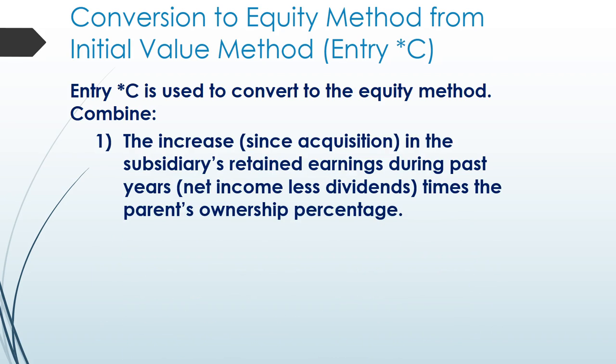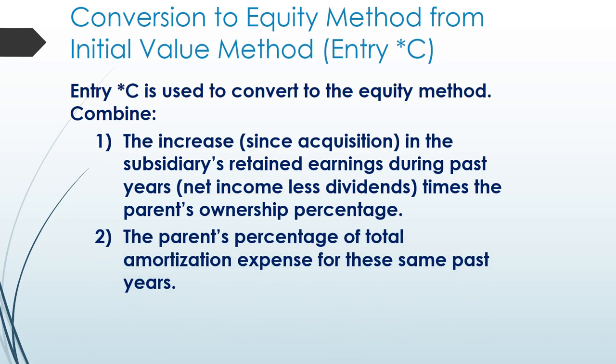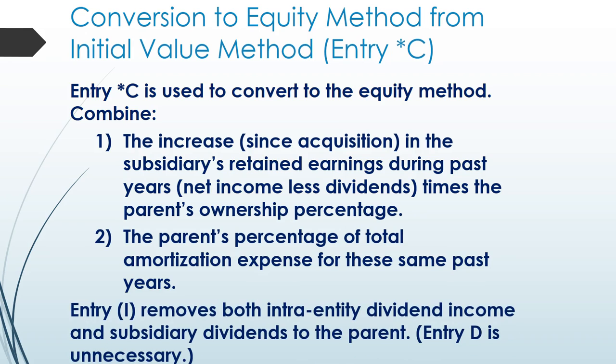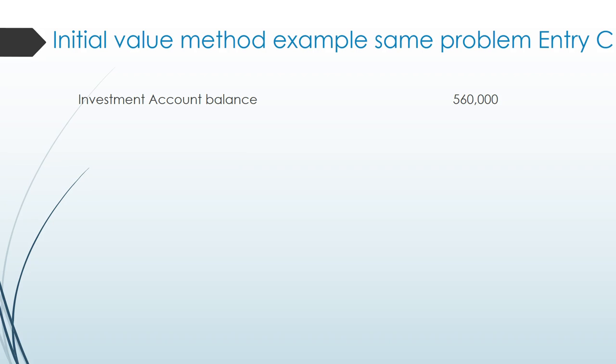We are going to combine the increase since acquisition in subsidiaries' retained earnings during the past years, net income less dividends, times the parent's ownership percentage, and the parent's percentage of total amortization for these same past years. Entry I removes both inter-entity dividend income and subsidiary dividends to the parent. Entry D is unnecessary. So we're going to have our initial investment.